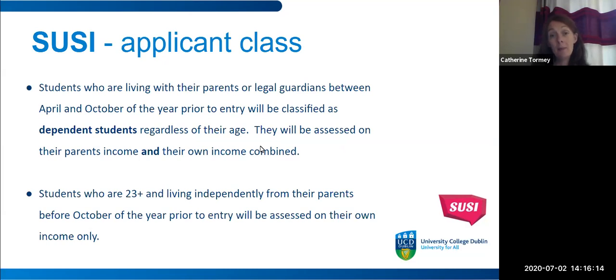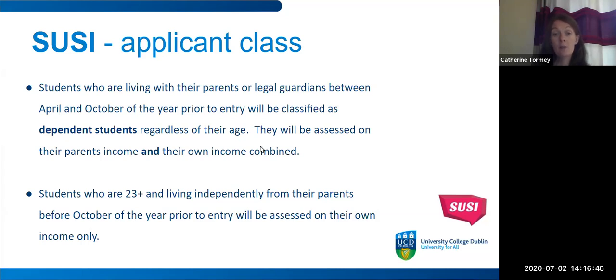So applicant class, and this is particularly relevant to mature students. Students who are living with their parents or guardians between April and October of the year prior to entry will be classified as dependent students, regardless of their age. They will be assessed on their income and their parents' income combined. So it doesn't matter if you're 24 or if you're 42. If you are living with your parents in April and October of the year prior to entry, your income and your parents' income will be taken into account.